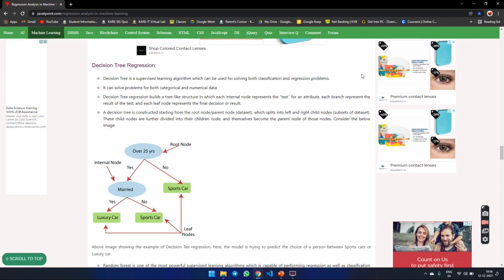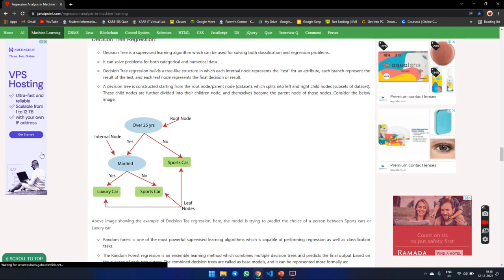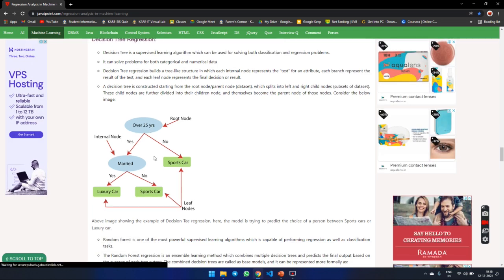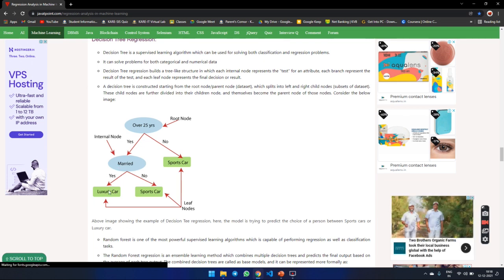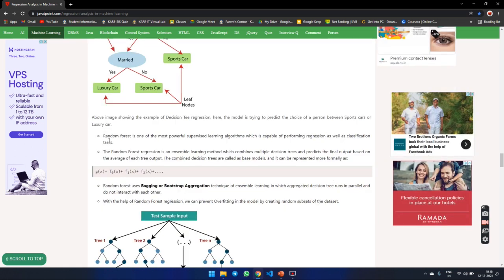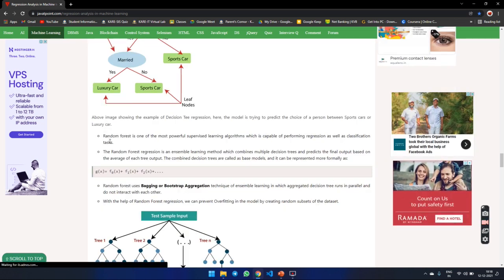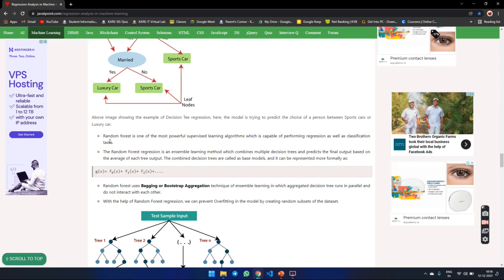The children nodes are further divided into their own children nodes and themselves become the parent nodes for those nodes. Consider the image below. This is the root node. They are divided into children nodes. After marriage, this is the root node for this branch. Luxury car is the children node. This is the root for the marriage. Okay. The image above shows an example of decision tree regression. This model is trying to predict the choice of the person between a sports car or a luxury car.